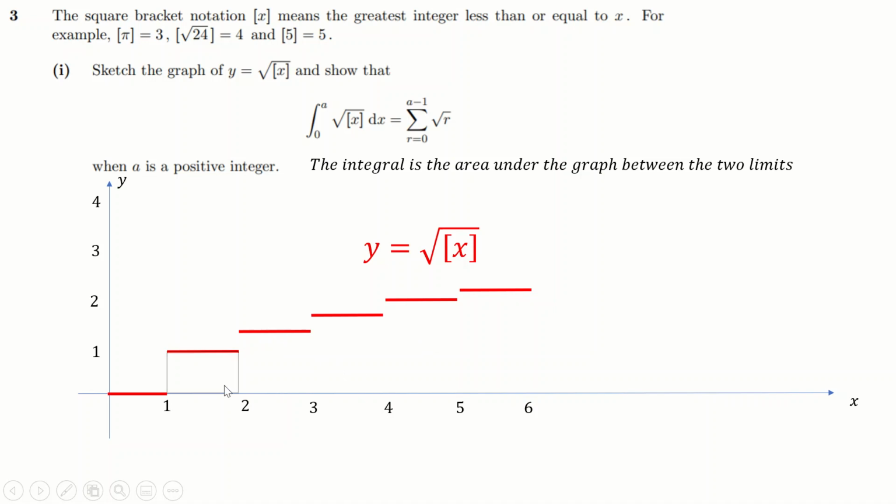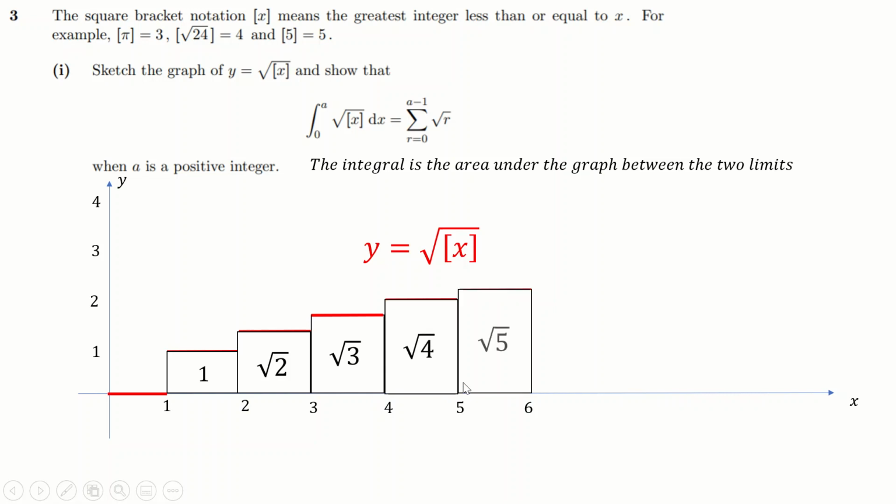The area underneath this graph is just this rectangle, which is height 1, width 1, so area 1, plus this rectangle, which is width 1, height root 2, remember, so area root 2, plus this rectangle, which is height root 3, width 1, and so on. And I'm going to do that all the way until I get to a. Now, a is a positive integer. So if a is some integer on here, the rectangle before it ends on a, because a is an integer.